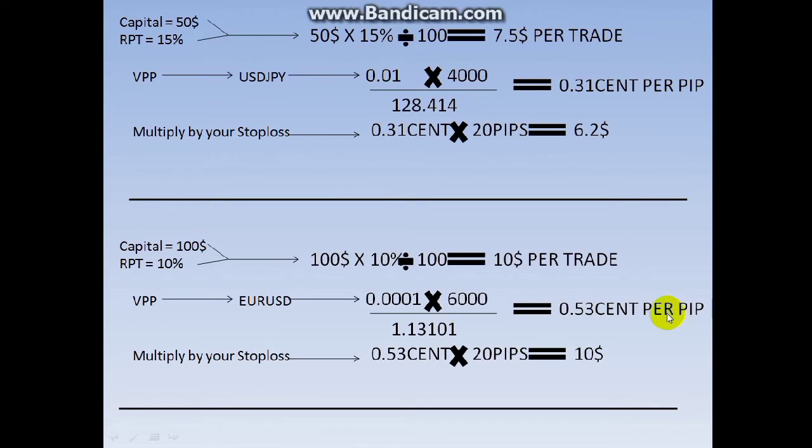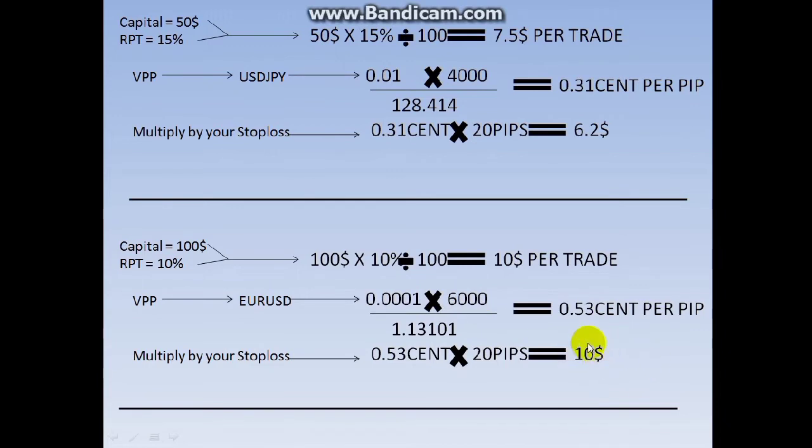Now multiply this by your stop loss, that will give us 10. It's actually over by some cents, about 10.5 if I'm not mistaken. And we are willing to risk $10, right? So in this case you can drop your lot size to 5,000 units instead. But I'm just leaving this because the fraction was not that much.